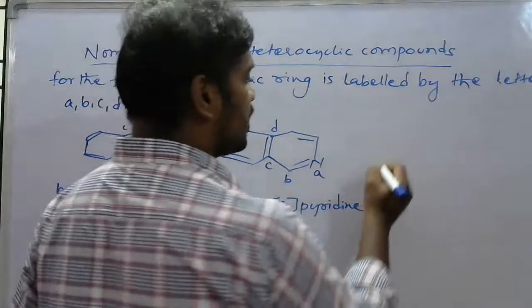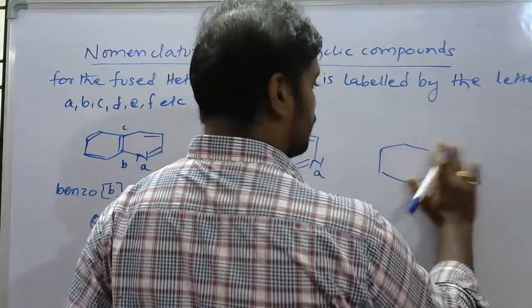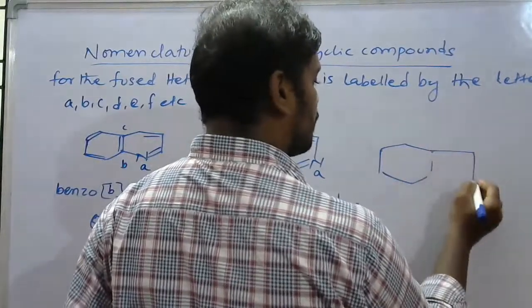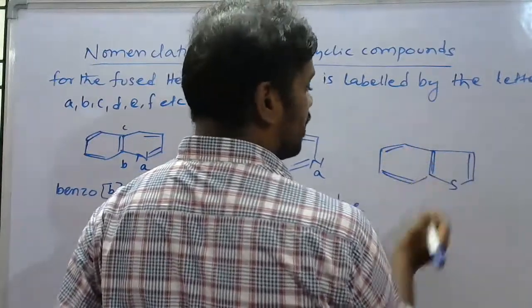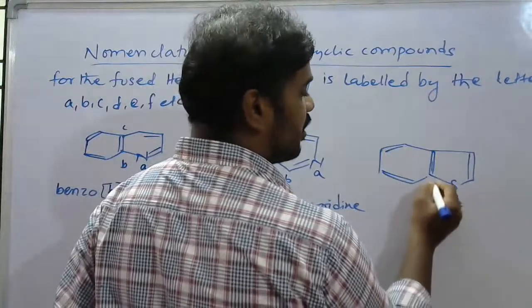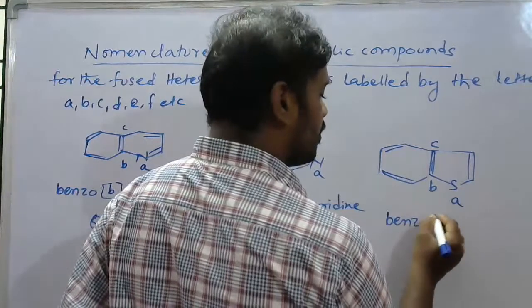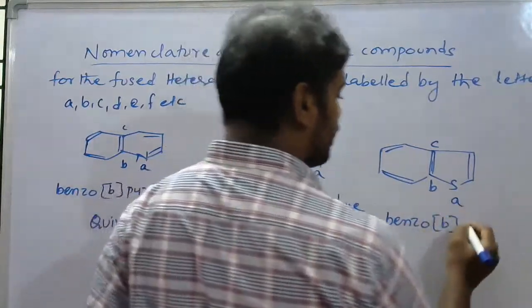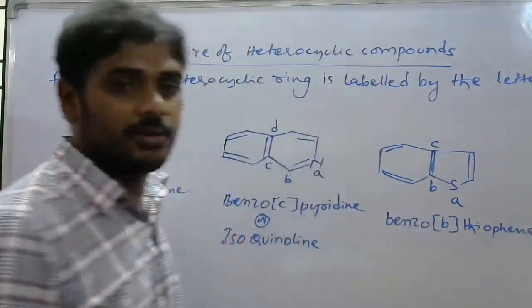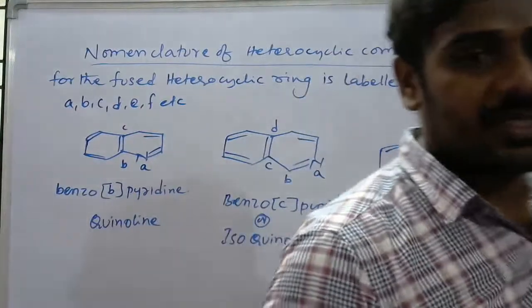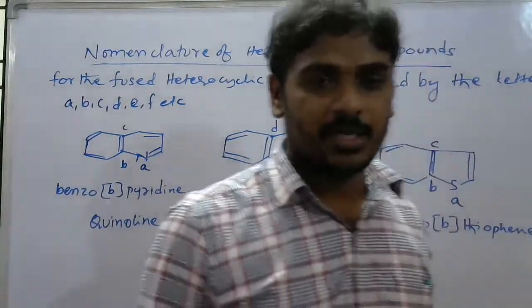Here is another ring. They give the numbering A, B, C. So this is called benzo b thiopane, or benzodiazepine. So this is the nomenclature for the heterocyclic compounds. This type is the nomenclature of heterocyclic compounds.